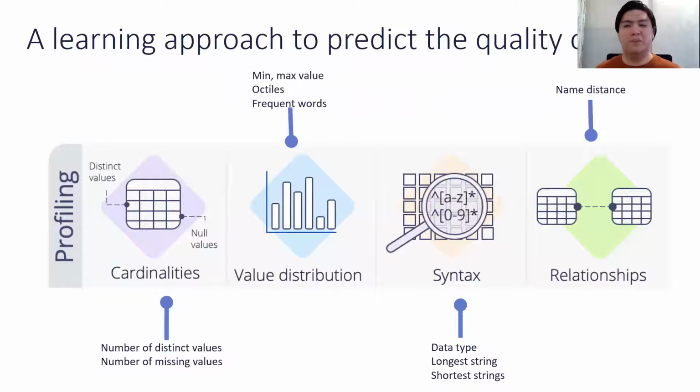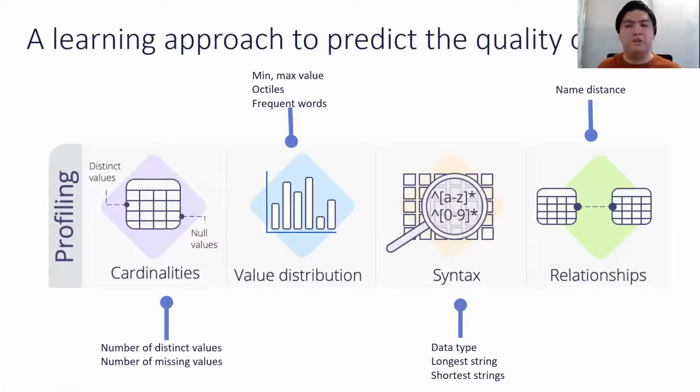So the approach is based on data profiling at attribute level, and we learn from these profiles whether they are join candidates or not. Our profiles contain 4 main kinds of metadata. First, we have cardinality, referring to distinct values and null values. Value distributions, such as the mean and max value, frequent words, octiles. Then we have syntax, which refers to the data type, longest string and shortest string. And finally, we have attribute relationships, which refers to the attribute names distance.